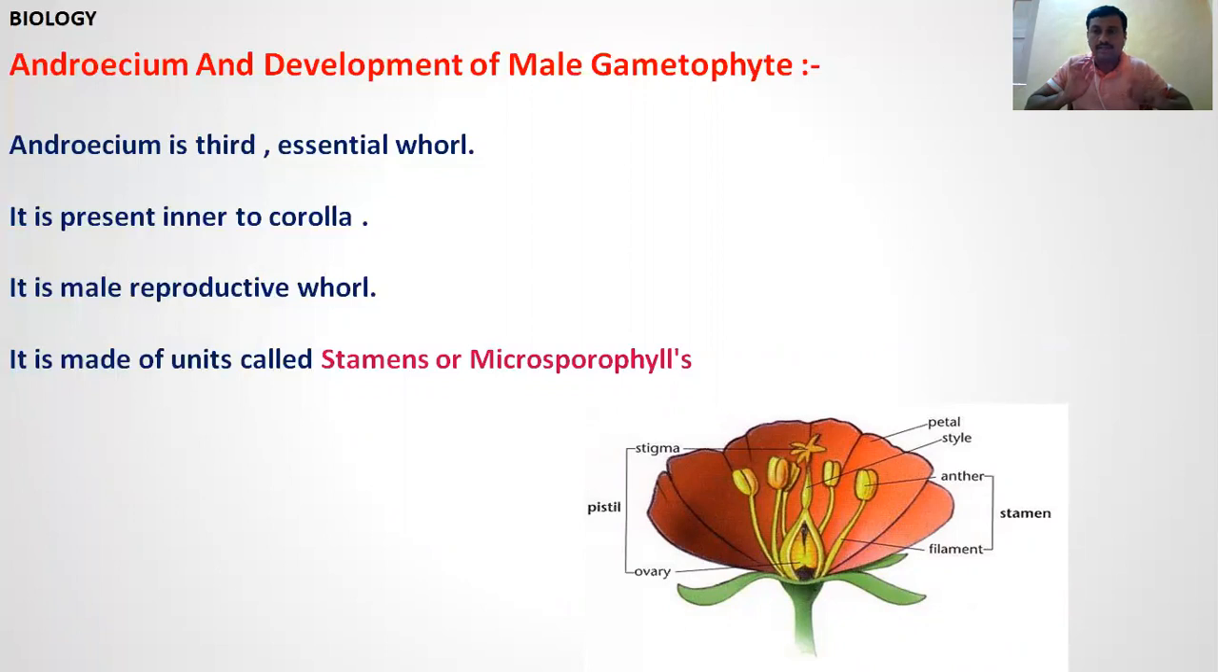Non-essential whorls do not take part in sexual reproduction. Mostly these non-essential whorls have protective functions. Calyx and corolla are the non-essential whorls. Androecium and Gynoecium are the essential whorls, because the Androecium is the male reproductive whorl and the Gynoecium is the female reproductive whorl of the flower, and they are involved in sexual reproduction. Hence they are called the essential whorls.